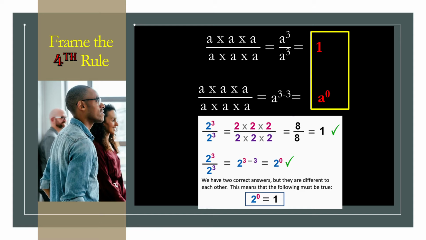Fourth rule. So when the same number of times, any number is in the numerator and in the denominator, you can represent it like a raised to the power 3 divided by a raised to the power 3. The answer will come 1. And if you solve with the exponent rule, it will be a raised to the power 3 minus 3, which is equal to a raised to the power 0. And both of them are the same. So analyze this situation and one more example which is given there and frame the rule. Look carefully.